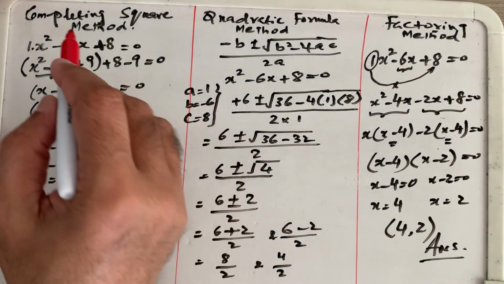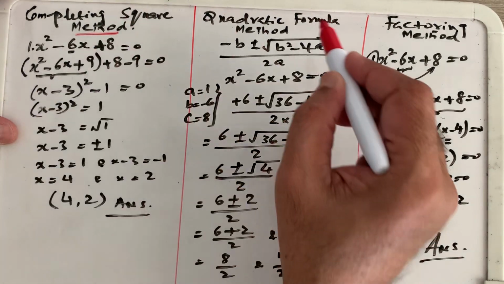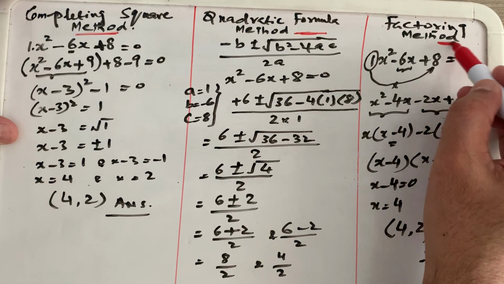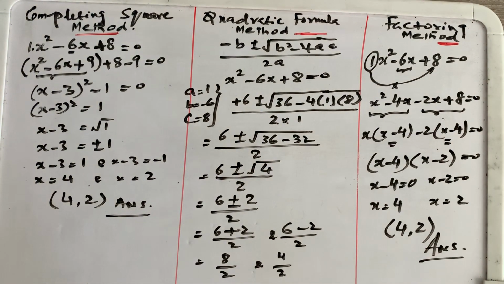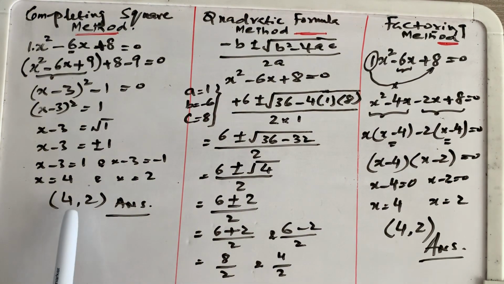So what are the three methods? Completing the square method, the quadratic formula method, and the third one is the factoring method. All three methods have their steps, and we have discussed them in separate videos. Now we have collectively seen that a single equation can be solved by the three methods: completing square method, quadratic formula method, and factoring method. And we receive the same answer, right? So the answer to this equation is the same.